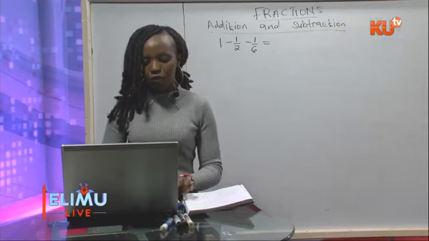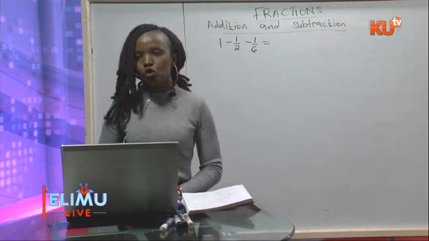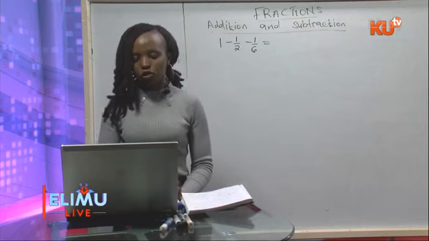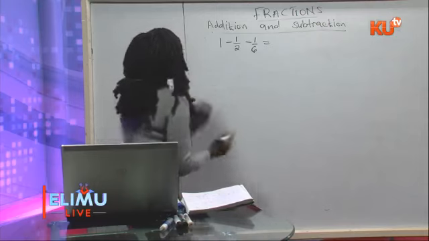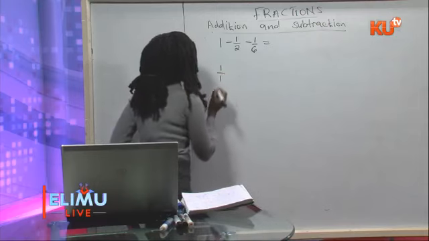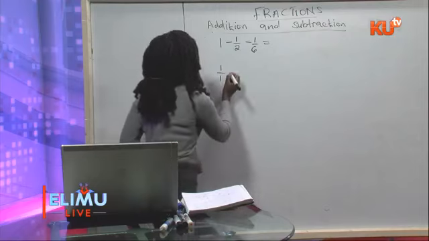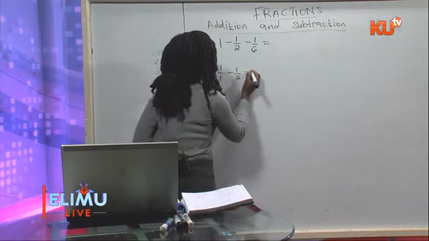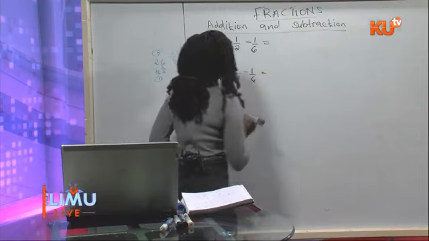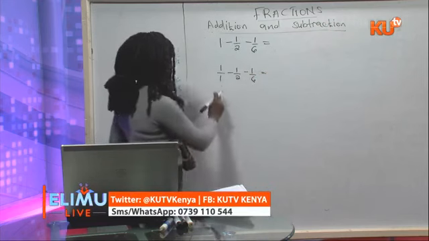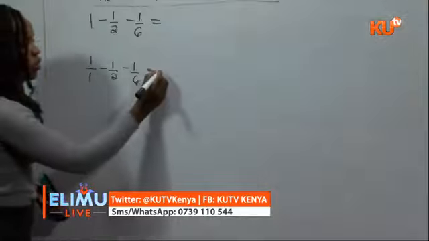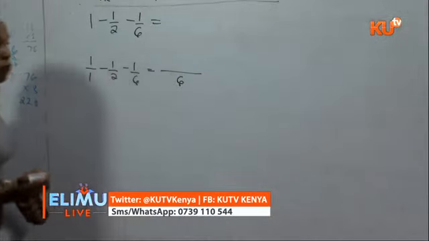What it helps you do is solve it as a fraction. So it converts that number to a fraction. So this one, we are going to write it as 1 over 1. 1 over 1 is a whole number, minus a half, minus a sixth. So we get the LCM of 1, 2, and 6, which is going to be 6.